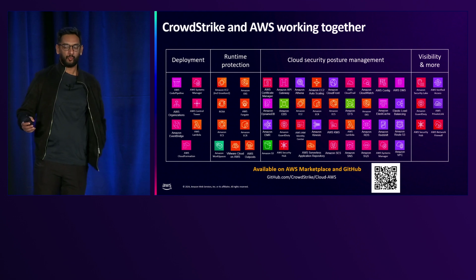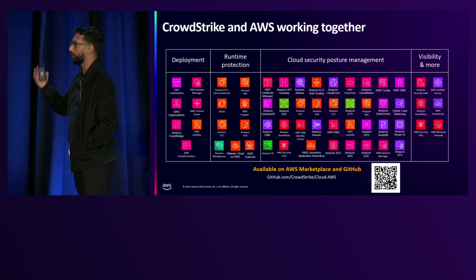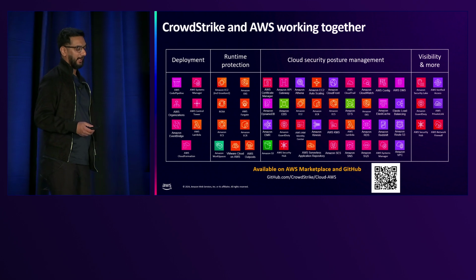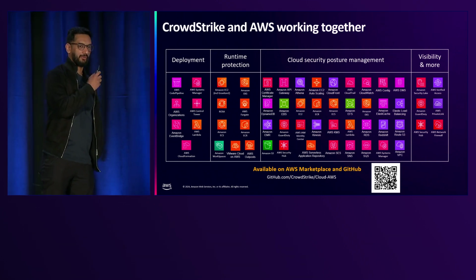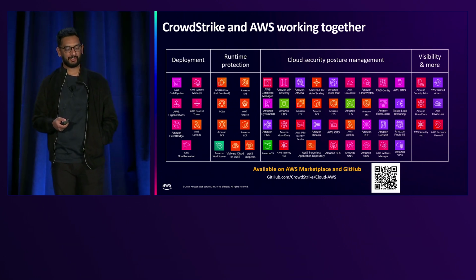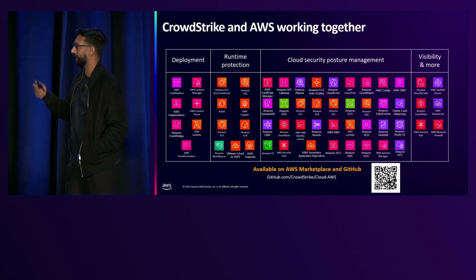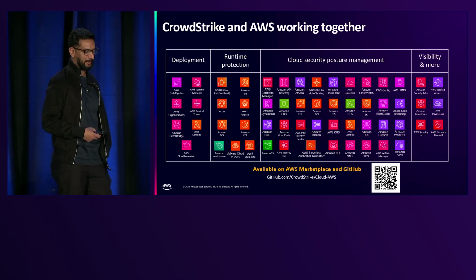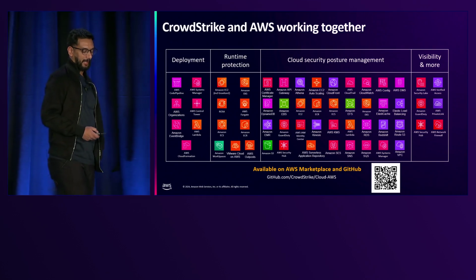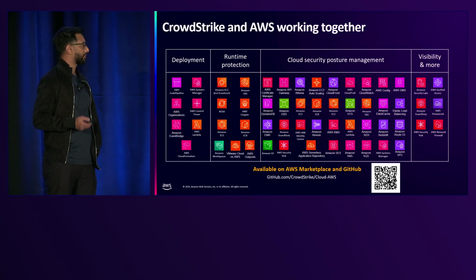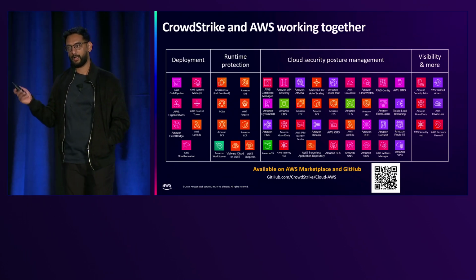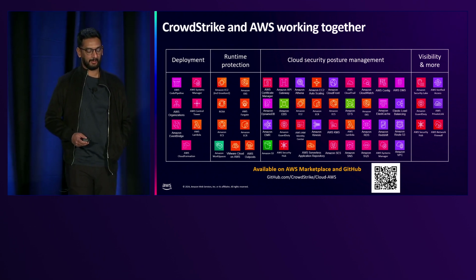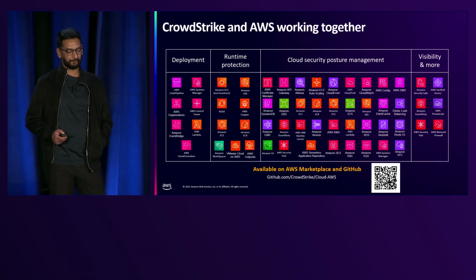Now, with CrowdStrike, we do work with AWS in plenty of ways. We integrate with many services in terms of both deployment, runtime protection, as well as monitoring all of the services, allowing you to secure the AI application as well. And any integrations that you choose to use are available on that GitHub page. So if you want to take a look at it, there's a QR code there that you can use.